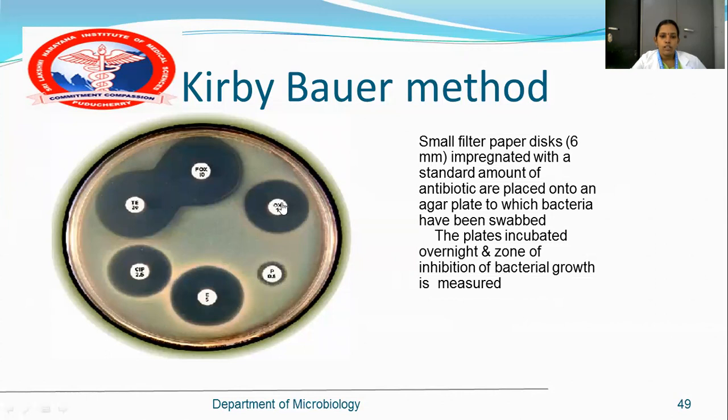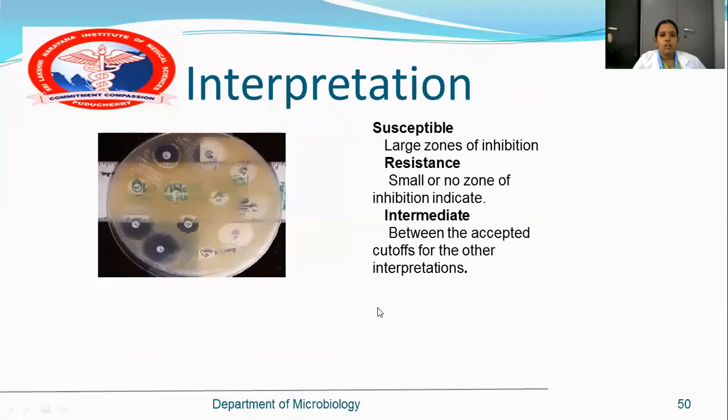See, the total disc size is 6 mm. If no zone is there, it is resistant only. Okay, if no zone is there, it is resistant only. So here you can see the zone of inhibition, the clear space and all. You have to measure. See, interpretation: susceptible means you can see large zones of inhibition with the scale. See, these are large zones you can see. That is susceptible. There is a measurement number also. You have to see it in the antibiotic chart.